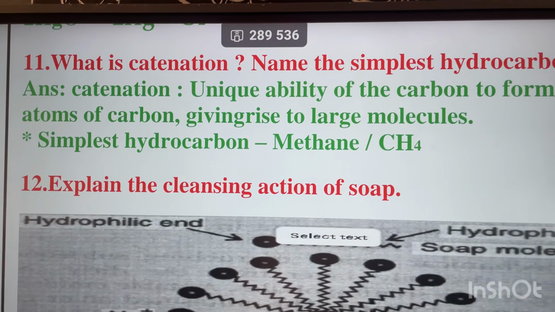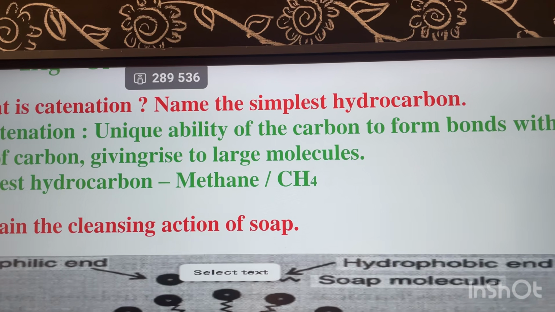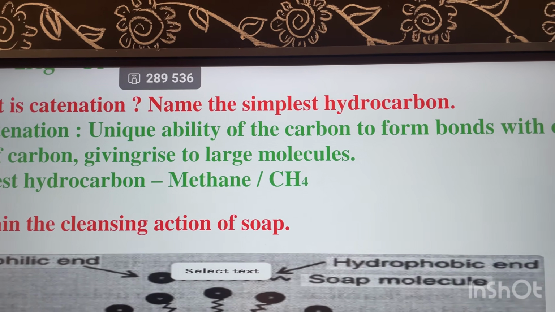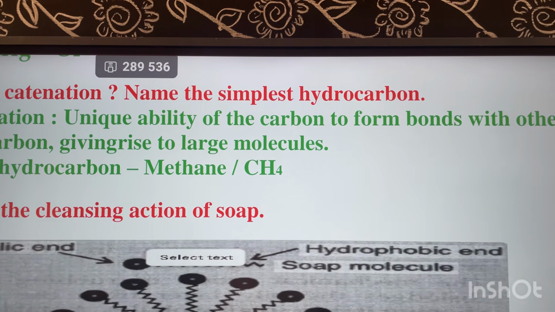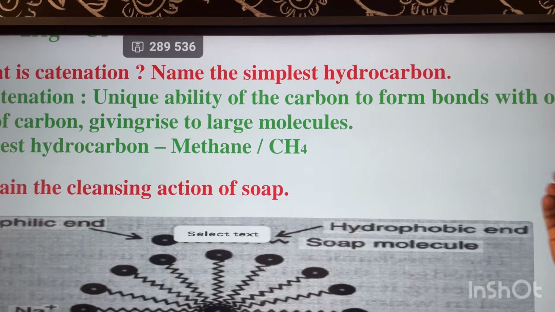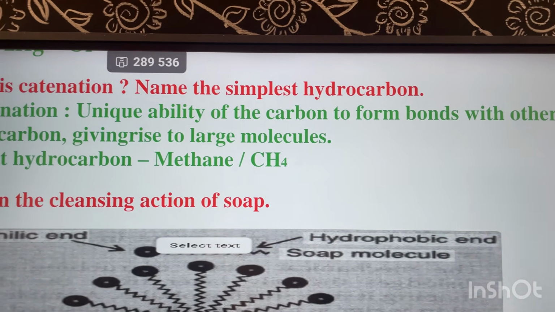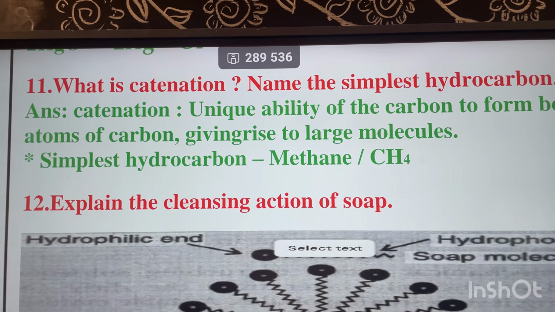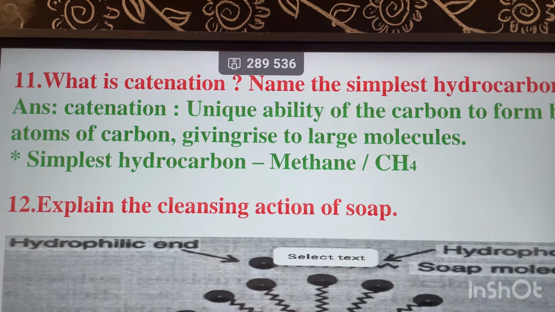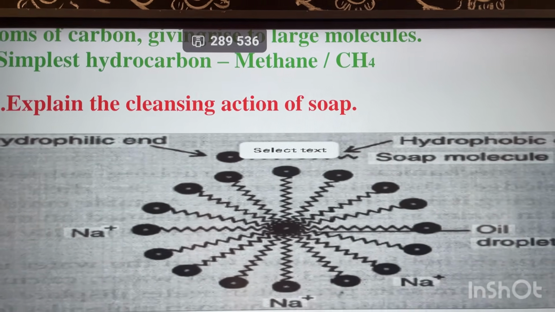Next question, what is catenation? This is also important for examination. Catenation means the unique ability of carbon to form bonds with other atoms of carbon, giving rise to large molecules.